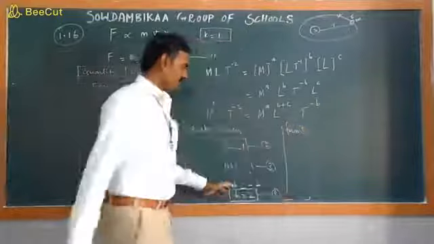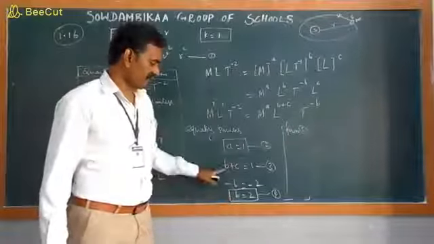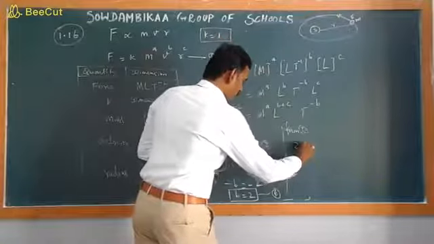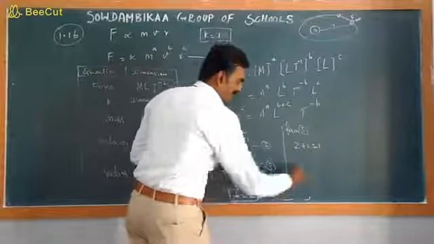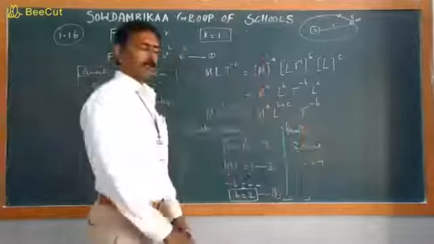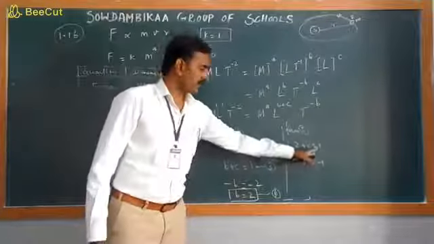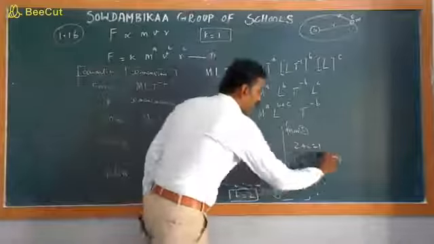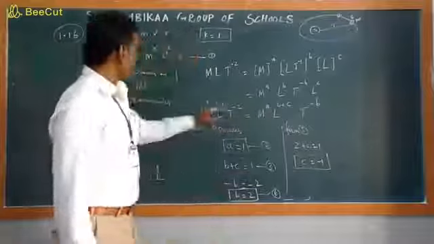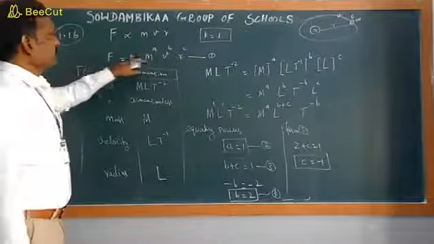From equation 3, if you substitute the value for b here, then 2 plus C is equal to 1. So C is equal to minus 1. Clear? C is equal to minus 1. Now I got the value for A, B and C. Then substitute the value of A, B, C in equation 1.